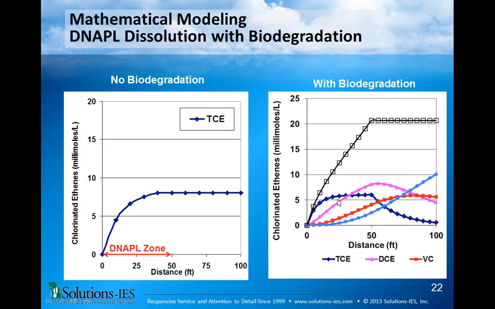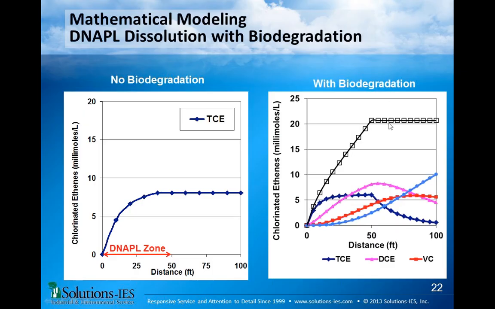And then TCE degrades by this term here. Loss of TCE increases the amount of DCE, and then as the DCE degrades, you make vinyl chloride. Vinyl chloride degrades, you make ethene. And these are my base parameters here. I'm assuming a TCE degradation rate of 10 per year and a DCE degradation rate of 5 per year.